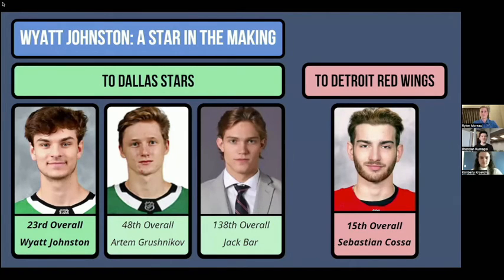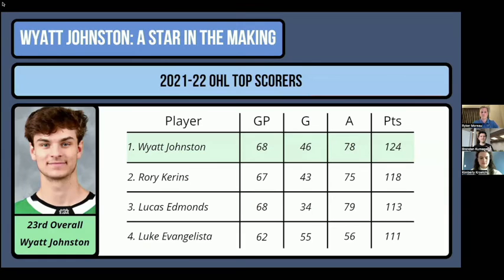During the 2021 NHL draft, the Dallas Stars were on the clock with the 15th overall pick, but rather than making a selection, they traded down from 15 to acquire the 23rd, 48th, and 138th overall picks, where they selected Wyatt Johnson, Artem Grushnikov, and Jack Barr, respectively. In retrospect, the main player that stands out in this trade is Wyatt Johnson. When Dallas picked him 23rd overall, it was thought to be a bit of a reach by draft experts. However, a year later, Johnson is looking to be an excellent pick, as he followed up his draft year with an exceptional performance, leading the OHL in scoring.